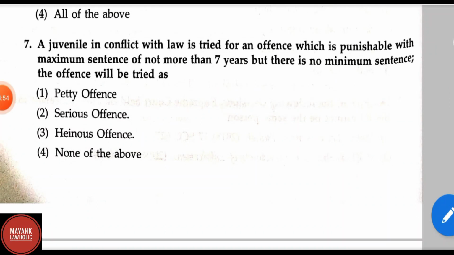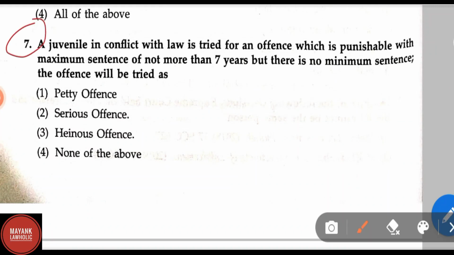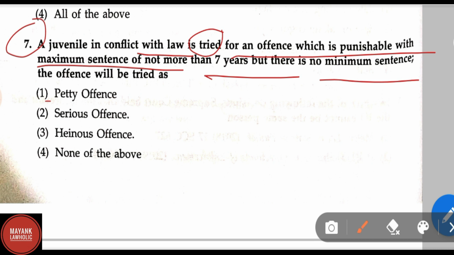Now let us see question number 7. A juvenile in conflict with the law is tried for an offence which is punishable with maximum sentence of not more than 7 years, but there is no minimum sentence. The offence will be tried as: 1, petty offence; 2, serious offence; 3, heinous offence; and 4, none of the above. Here the correct answer is serious offence.